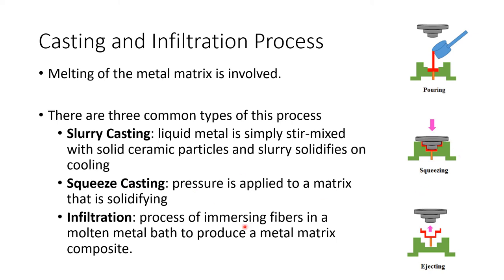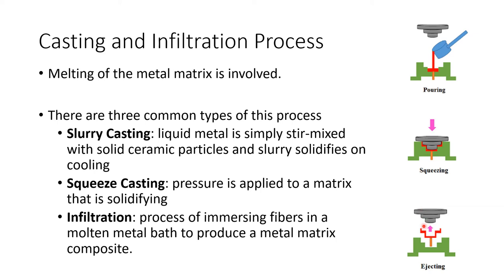Squeeze casting, okay, pressure is applied to a matrix, and that is solidifying. Squeezing means you're just applying pressure. Infiltration, okay, is the process of immersing the fibers in a molten metal bath to produce a composite. Maybe you can get this one pretty easily. When you get to infiltration, your brain feels a little bit better about it, because it's actually talking about immersing the fiber in a molten metal bath. It looks like this kind of molten thing, and you are going to spike the fibers into it.